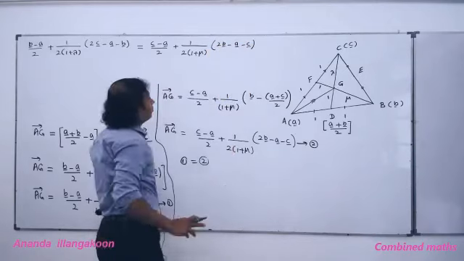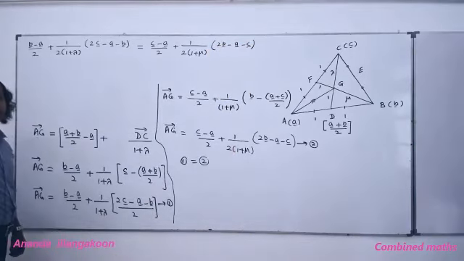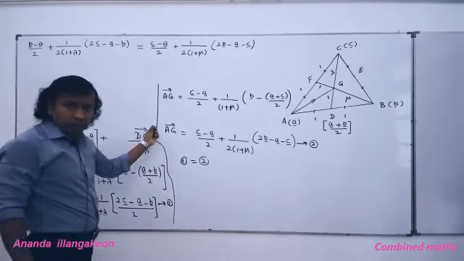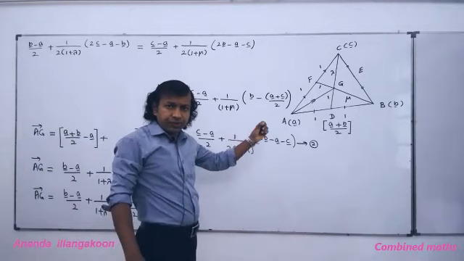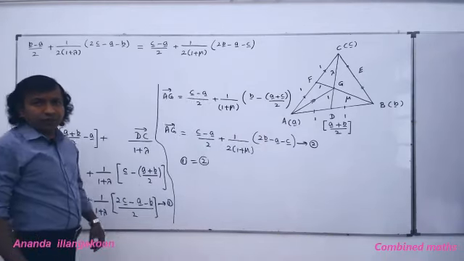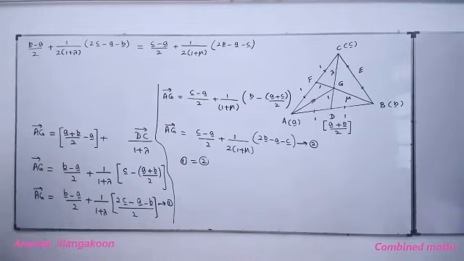Right. Now, people, what we do is we equate the coefficients of simple A vector, simple B vector, simple C vector on both sides. Right. Very carefully equate the coefficients of simple A, simple B, simple C vectors.